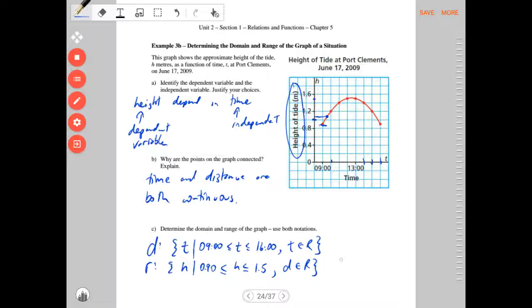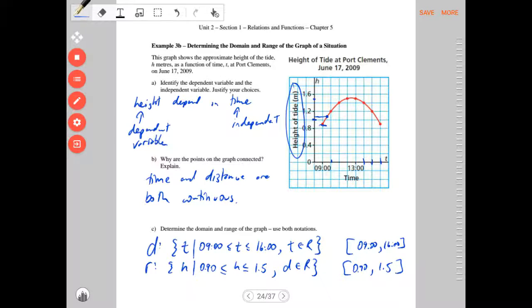In interval notation, I can equal 900 hours, so square bracket, and I can equal 1600 hours, so square bracket again. For the range, I can equal 0.90 meters, so square bracket, and I can equal 1.5 meters, so square bracket. So that is the domain and range in both of those notations.